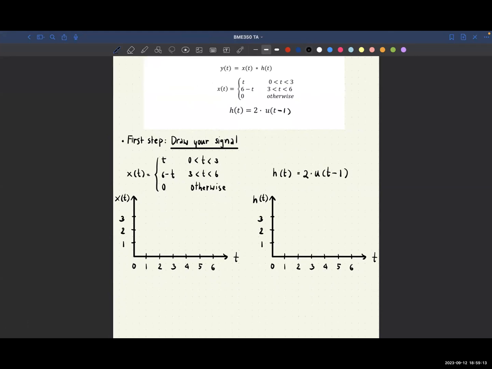Anyone would like to try on this? Or actually, I'll give you a head start so we can go over this quickly here.